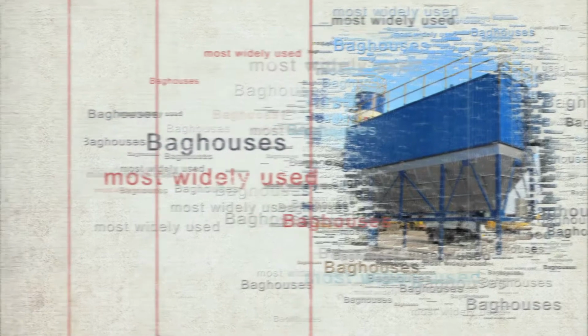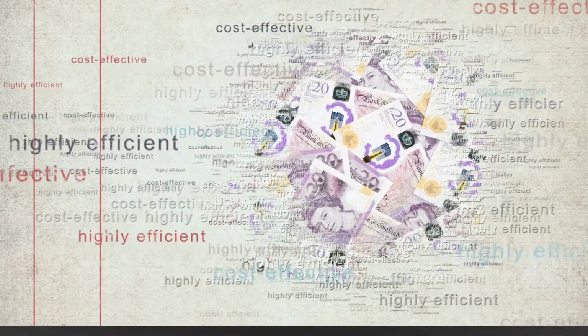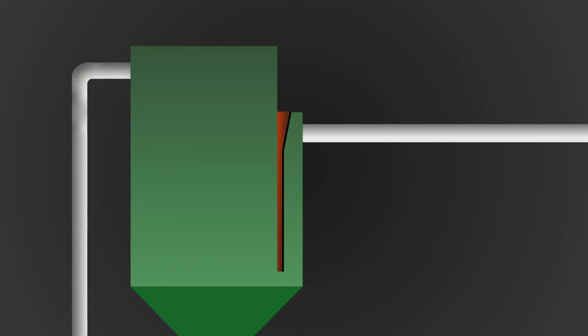The reasons why are twofold. Baghouses are both highly efficient and cost-effective. Baghouse systems are engineered to collect, capture, and separate dust and particulates from the air. That said, how do baghouses work?